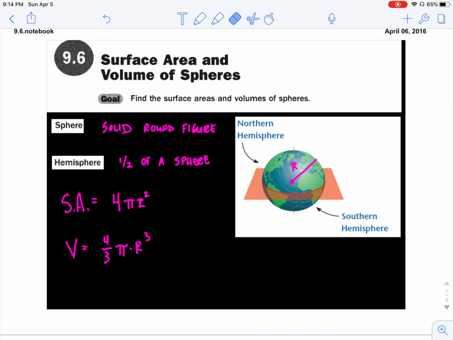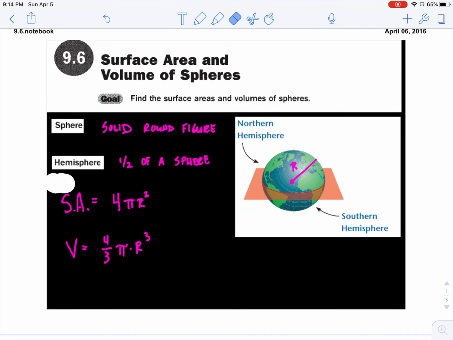All right, well, here we go with our last lesson for the week, 9.6, and we're working with spheres. So, definition of a sphere, we're going to go with a solid round figure, much like a ball or a globe. And a hemisphere is going to be half of a sphere.